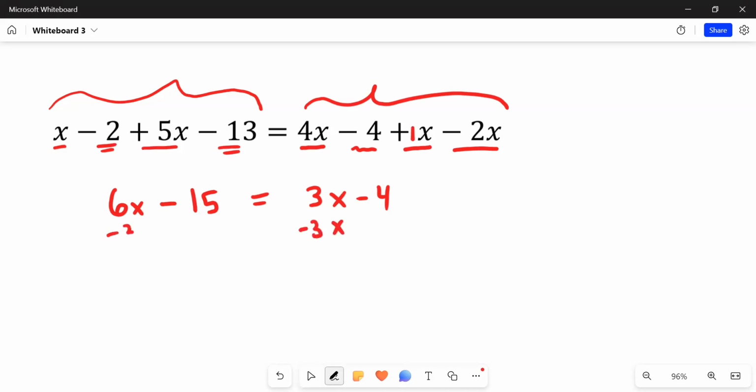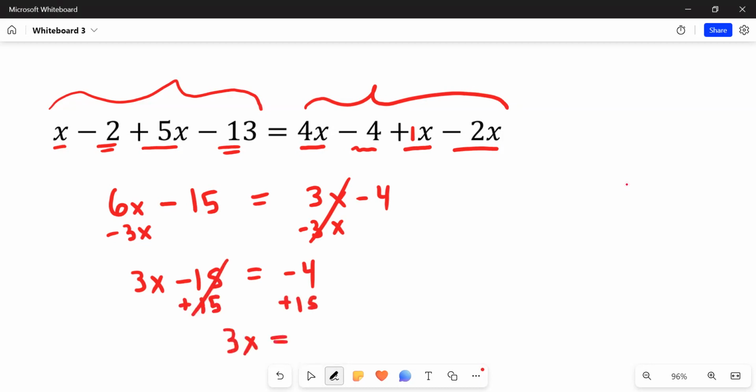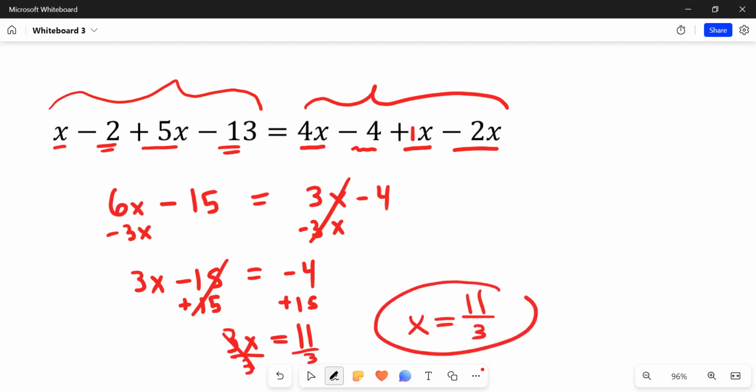Again, we now have just a basic variable on both sides equation, getting rid of the smaller one, minus 3x both sides. 6x take away 3x is 3x. We're left with a negative 4 on the right-hand side. Now, remember, we're getting x by itself, so we'll do the opposite of subtracting 15 by adding 15 to both sides. That gives me 11. And then my last step is to divide both sides by 3. And we have the, again, improper fraction, x equals 11/3.